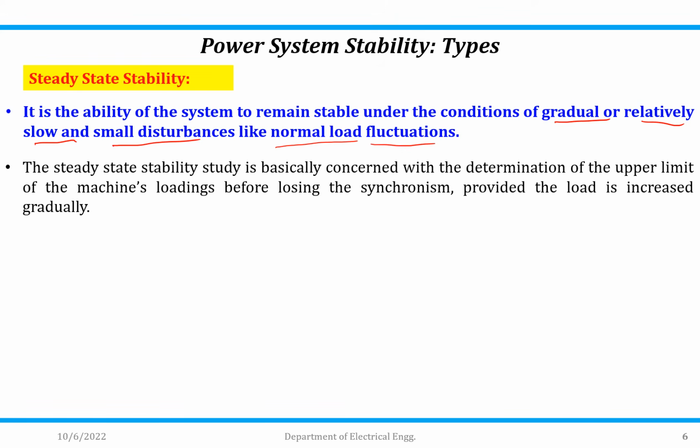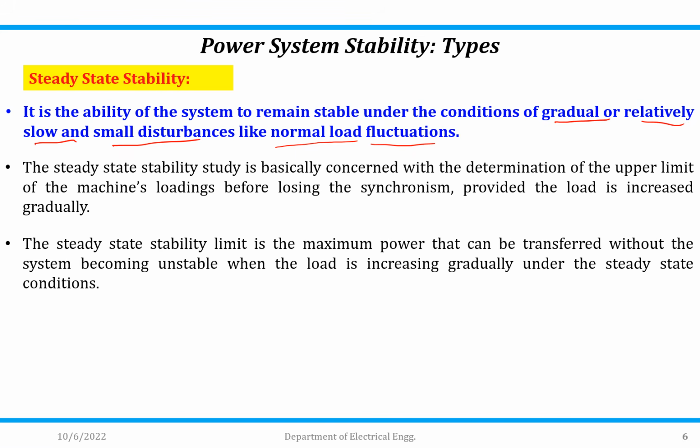The steady state stability study is basically concerned with the determination of the upper limit of the machine's loading before losing synchronism, provided that the load is increased continuously or gradually. The steady state stability limit is the maximum power that can be transferred without the system becoming unstable when the load is increasing gradually under the steady state condition. So this is steady state stability.